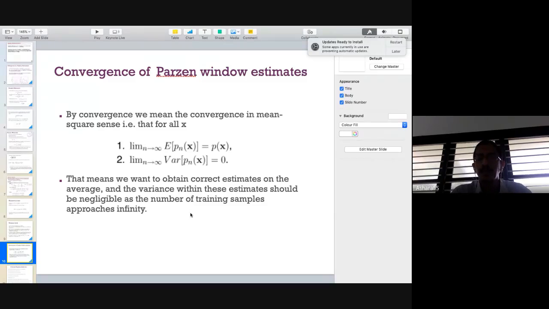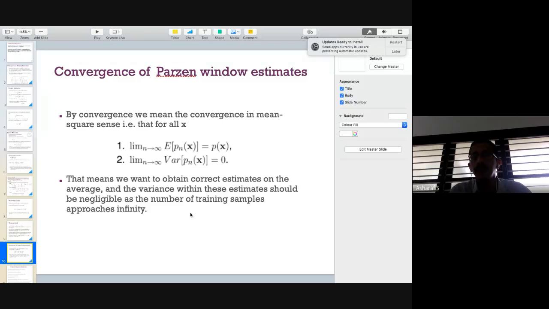Convergence is a problem. I'm not going to prove convergence for Parzen window here, but convergence is in the mean square sense. What you do is, as the number of points goes to infinity, you want the expectation of the estimate to converge to the actual. We want the correct estimate, and we want the variance to be minimized.